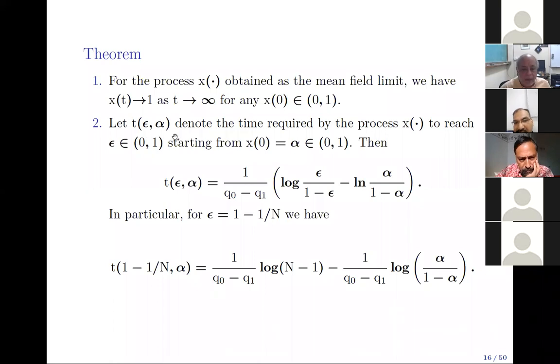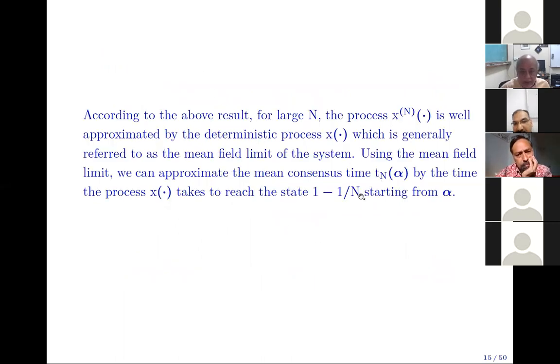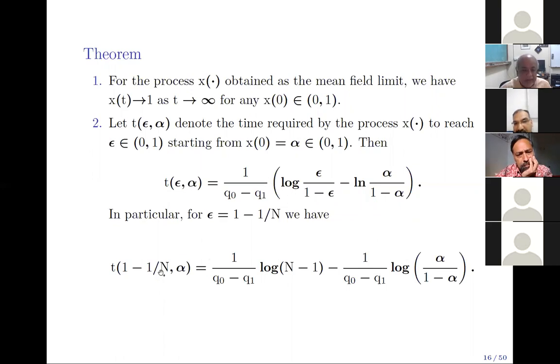Okay. And for any epsilon in 0 and 1, if t epsilon alpha denotes the time required by the process to reach the point epsilon, starting from alpha, then we have an explicit relation for t of epsilon alpha, which is 1 over q0 minus 1 times a logarithmic term, log of epsilon over 1 minus epsilon. In particular, when I take epsilon to be 1 minus 1 over n, as I was telling you in my previous slide, to look at the time taken to reach the state 1 minus 1 over n, then from here we get that t of 1 minus 1 over n has a logarithmic term in n, and this is a constant, because alpha is a fixed constant.